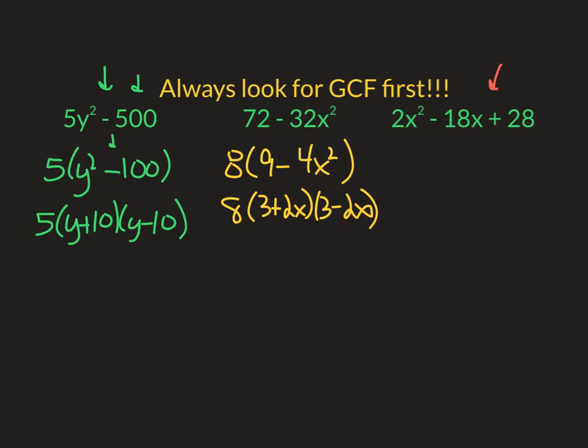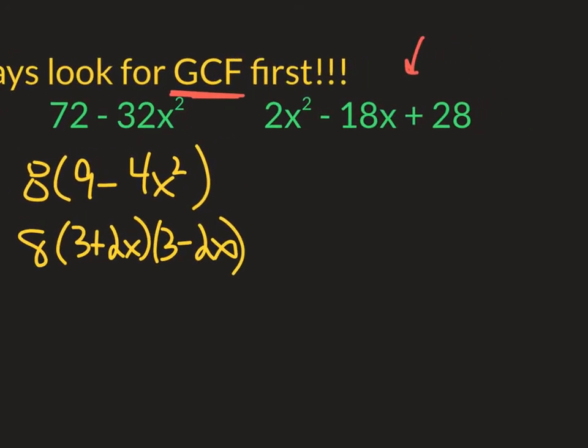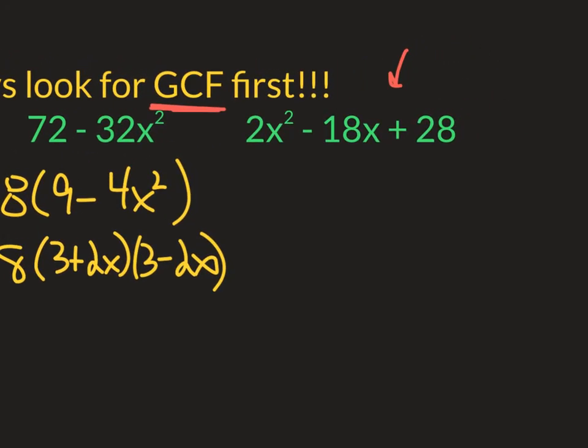So first thing you do always is look and see if it has a GCF. Look if every term has something in common. And in this problem, they all have a 2. They're all even. So what I'm going to do is factor out a 2. I'm going to take a 2 out. Leaves an x squared minus 9x and a 14.